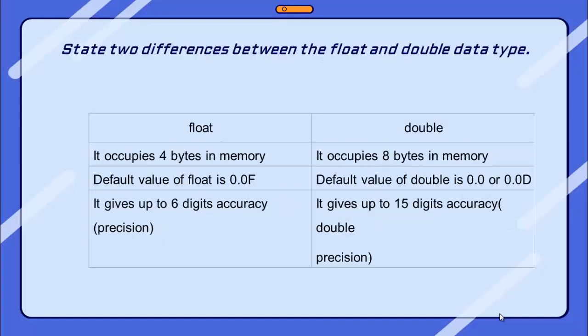Okay, the difference between the double and the float data type. Float occupies 4 bytes, double occupies 8 bytes. The default is 0.0f for float, and 0.0 for double. Float gives up to 6 digits accuracy, double gives up to 15 digits accuracy.